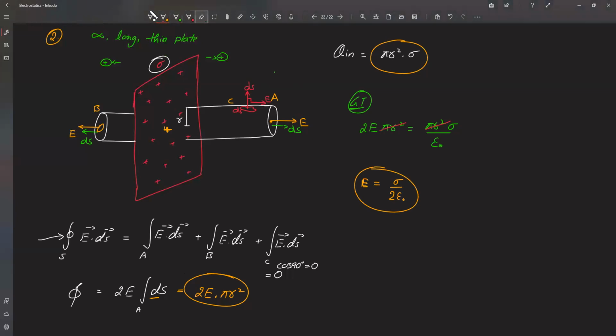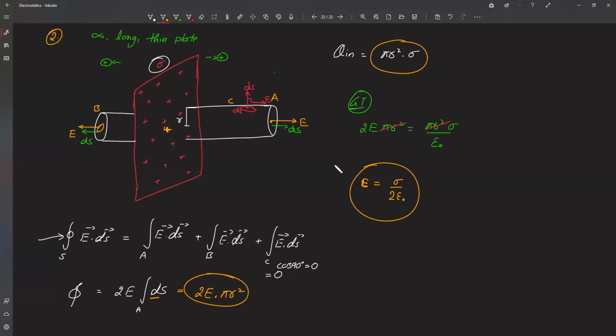Yeah, E is sigma divided by 2 epsilon naught. That is the electric field near a surface charge distribution.